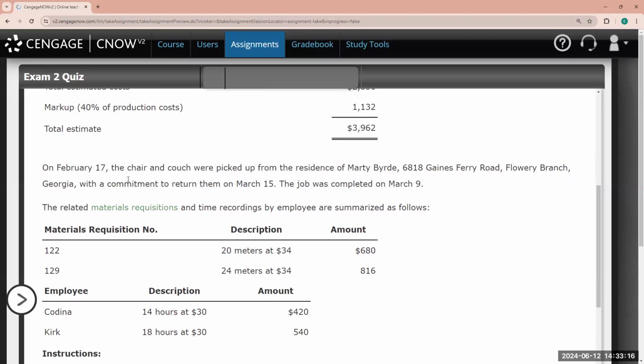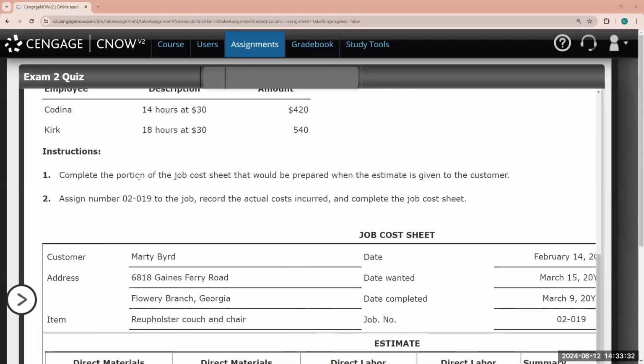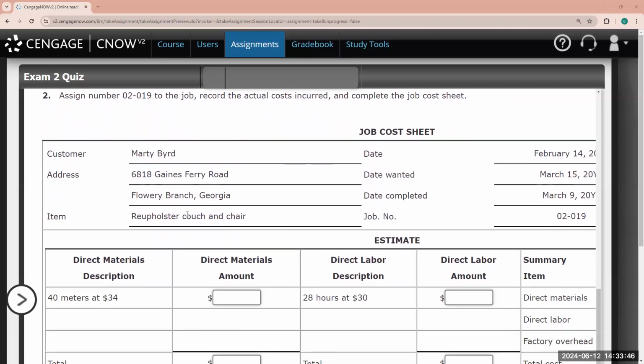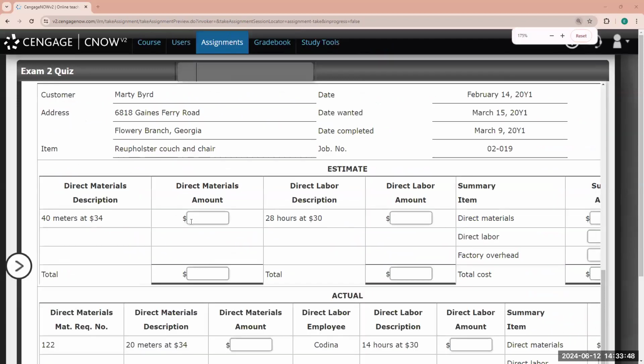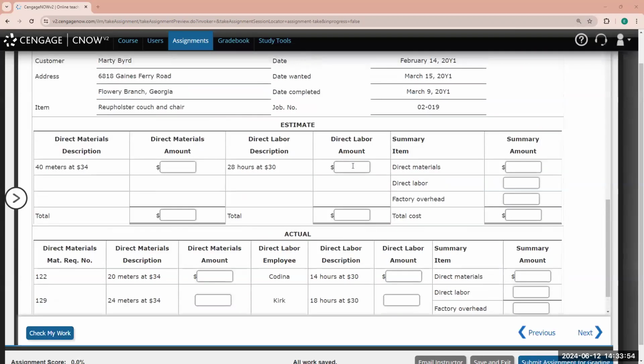And here it just says on February 17th, the chair and couch were picked up from the residence of Marty McBride, 6818 Gaines Ferry Road, Farley Branch, Georgia, with a commitment to return it on March 15th. The job was completed on March 9th. So it's asking us to complete the portion of the job cost sheet that would be prepared when the estimate is given to the customer, and to assign number 219 to the job, record the actual costs incurred, and to complete the job sheet. So here we see, with this example, we have our estimate, and then we also have the actual.